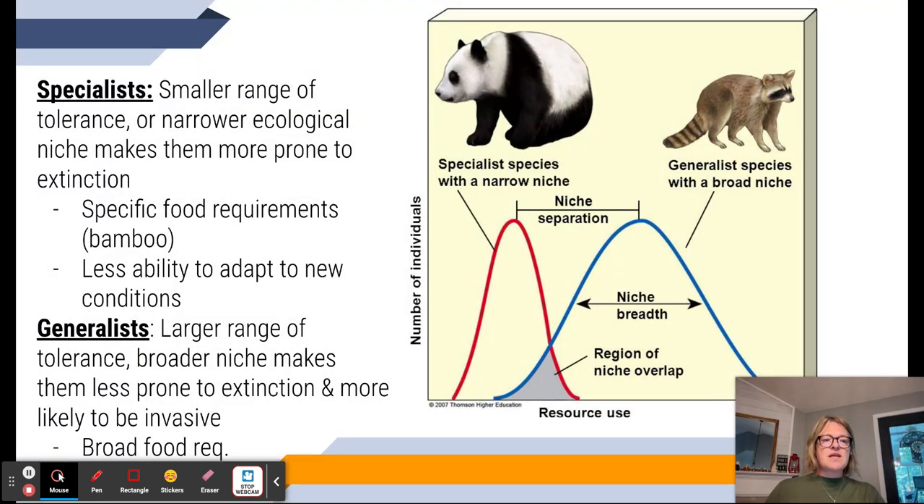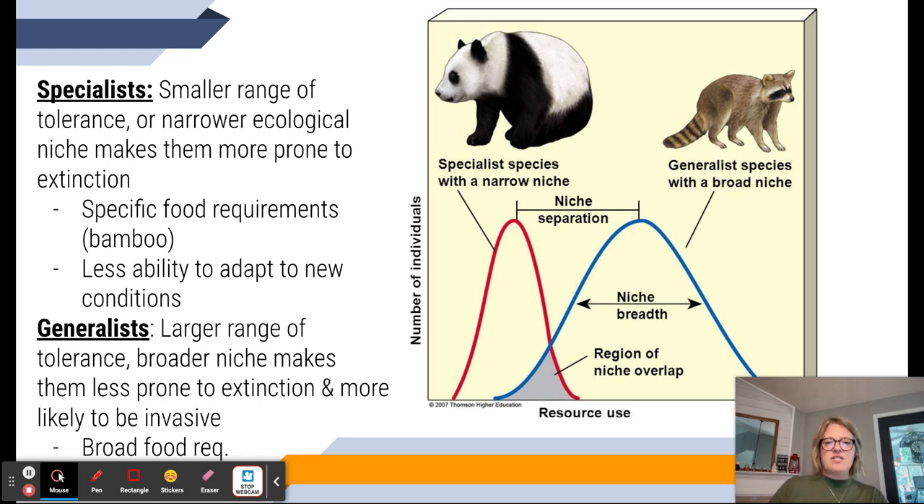The first section of this unit is called 3.1 Specialist and Generalist Species. And so there's two different types of species that you should know about within a population. And those are, as I said, specialists and generalists. So specialists have a very small range of tolerance. We've talked about range of tolerance in the last unit. What that also means is that they have a very narrow ecological niche, which makes them much more prone to extinction.